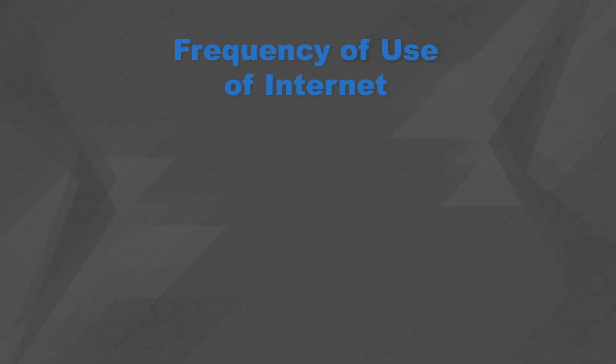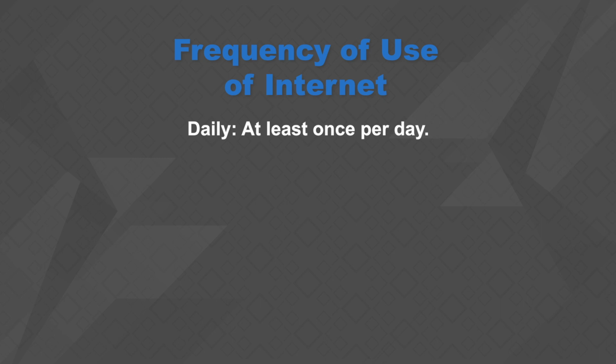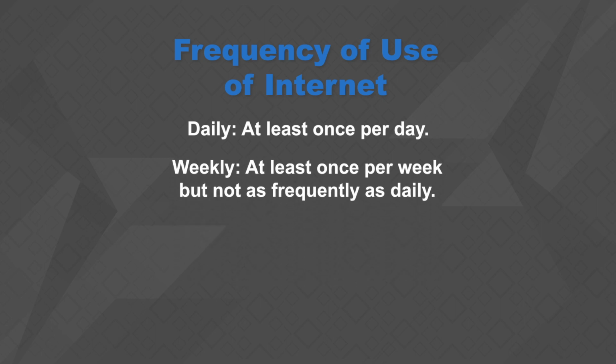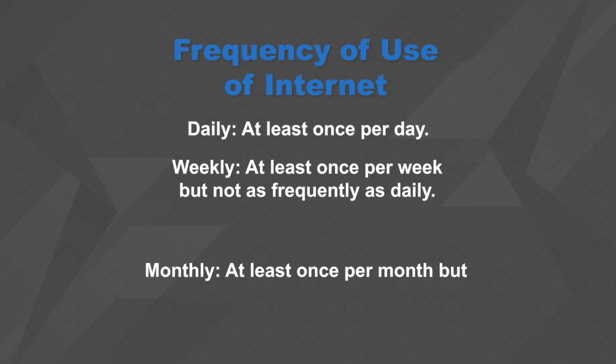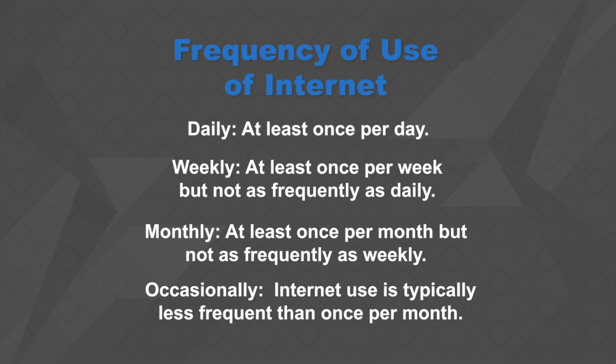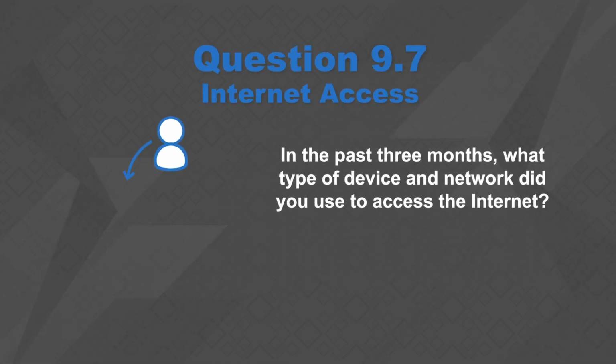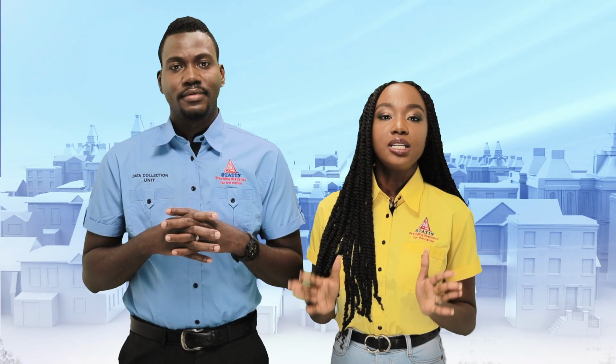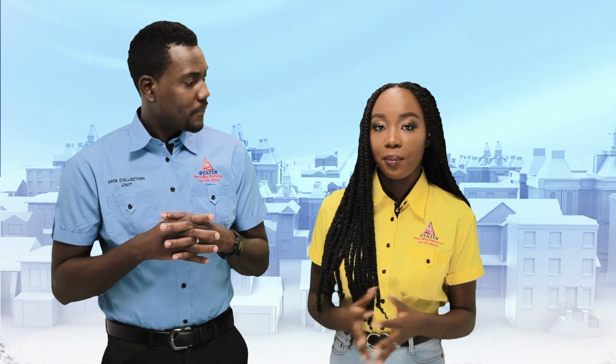Score the frequency as daily, at least once per day, weekly, at least once per week, but not as frequently as daily, monthly, at least once per month, but not as frequently as weekly. Occasionally, internet use is typically less frequent than once per month. Question 9.7. Internet access. In the past 3 months, what type of device and network did you use to access the internet? The internet provides access to the World Wide Web.